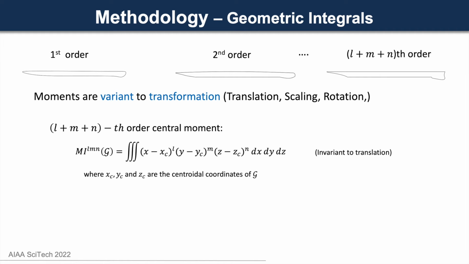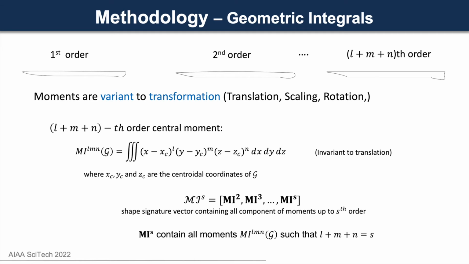Unlike most of the physical quantities, these moments are variant to transformations such as translation, rotation, and scaling, while most of the physical quantities are invariant to these types of transformations. So what we have to do is evaluate the invariance of these moments. For instance, to evaluate the moments which are invariant to translations, we have to take our geometric domain, put it at the center, and evaluate the moments.